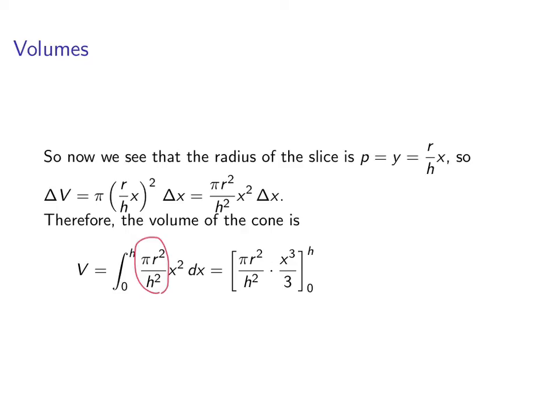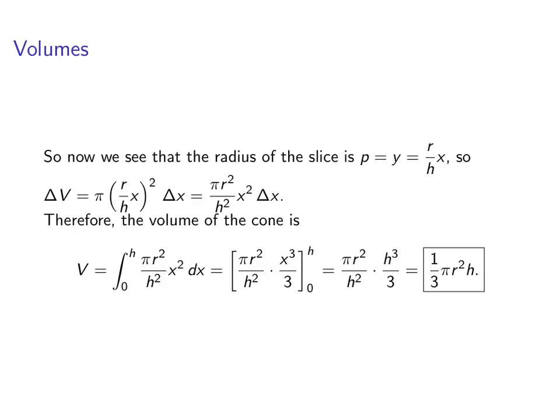We plug in the 0 and the h. If we plug in 0, we get nothing. So we'll just plug in the h. And a couple of the h's cancel. And we get our final answer here, a formula for the volume of a right circular cone. And this is a proof now of the formula for the volume of a right circular cone.